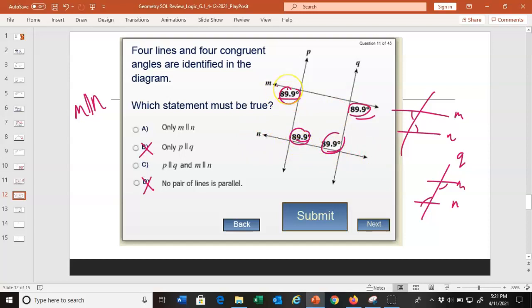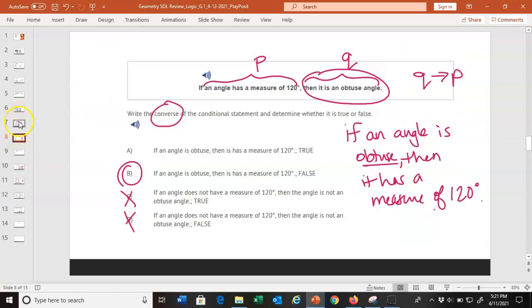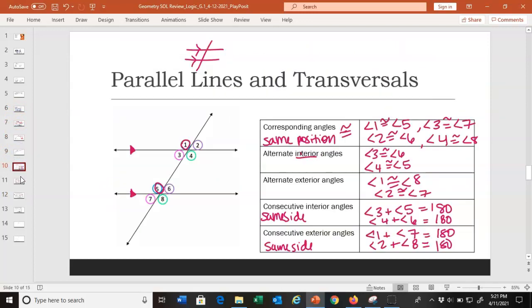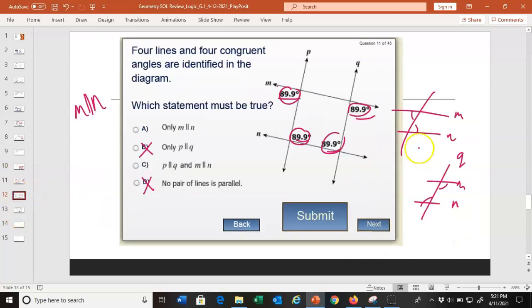So these are consecutive exterior. Remember, if we go back and look, consecutive exterior angles are supplementary. They need to add up to 180. So, does 89.9 plus 89.9 equal 180? And hopefully you're immediately going, no, it doesn't, because we know 90 plus 90 equals 180. It's 178.9.